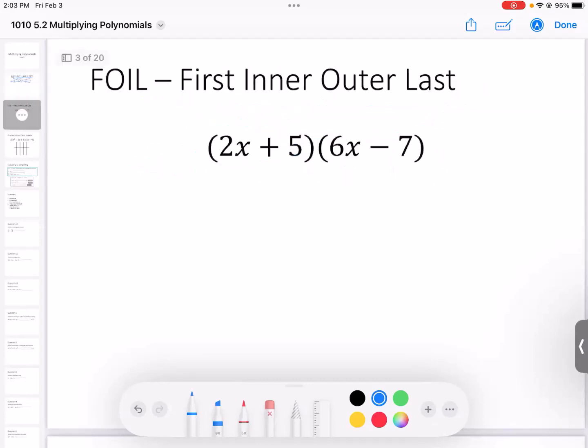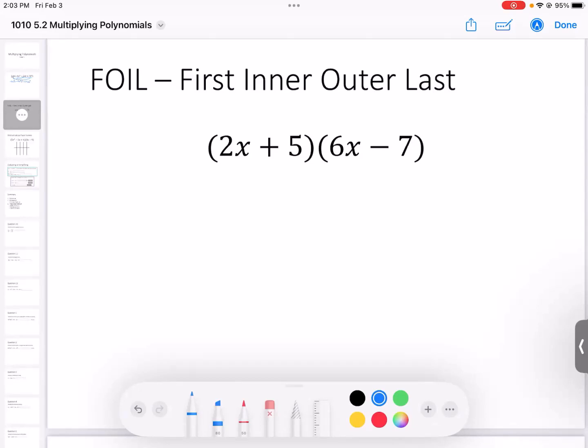But sometimes you might have 2 binomials multiplied together. So you might have heard of FOIL, which I'll explain in just a second, but I want to explain the reasoning behind it first. So if you have these 2 polynomials multiplied by each other, you just have to make sure that each term gets multiplied by all of the other terms in the other polynomial.